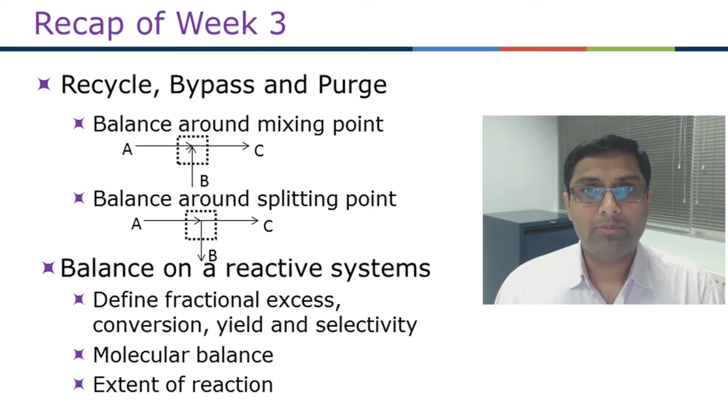When combining multiple units in a process, you often end up getting mixing points and splitting points. These are special cases where material balance needs to be done, and there's a very simple rule around doing mass balance on these mixing and splitting points. So when doing material balance on a mixing point, you will end up having three different compositions for the three streams. So in this example, you have A, B combining to make C. A and B will typically have different compositions, and they will end up mixing and giving a third composition.